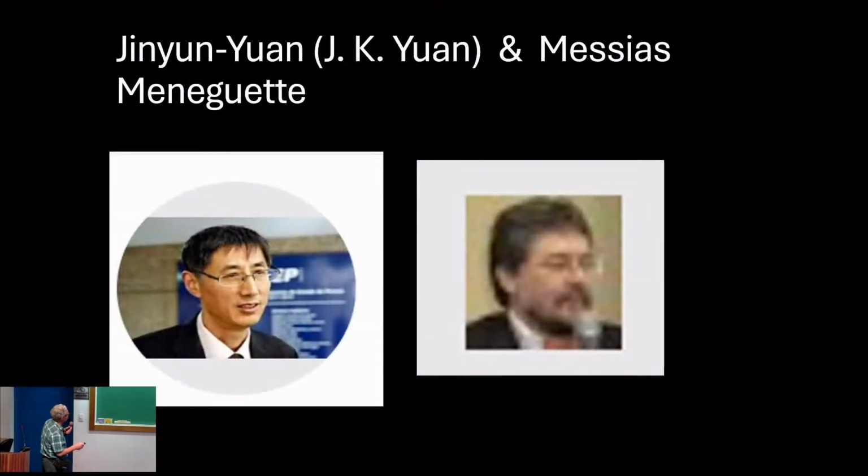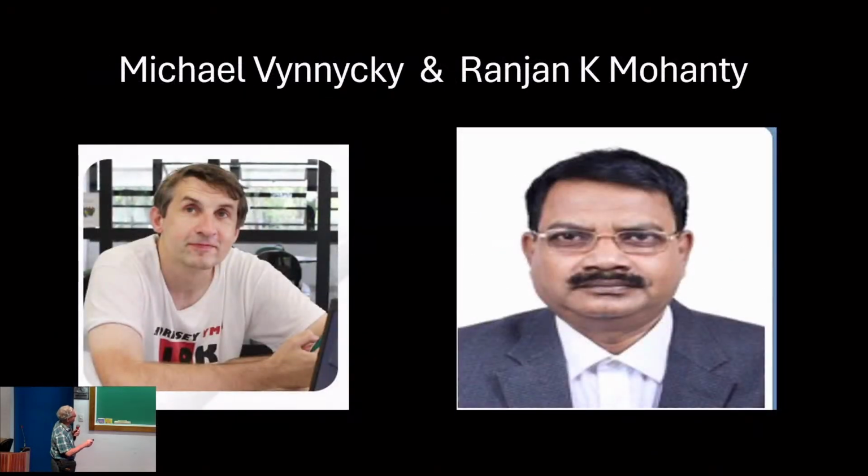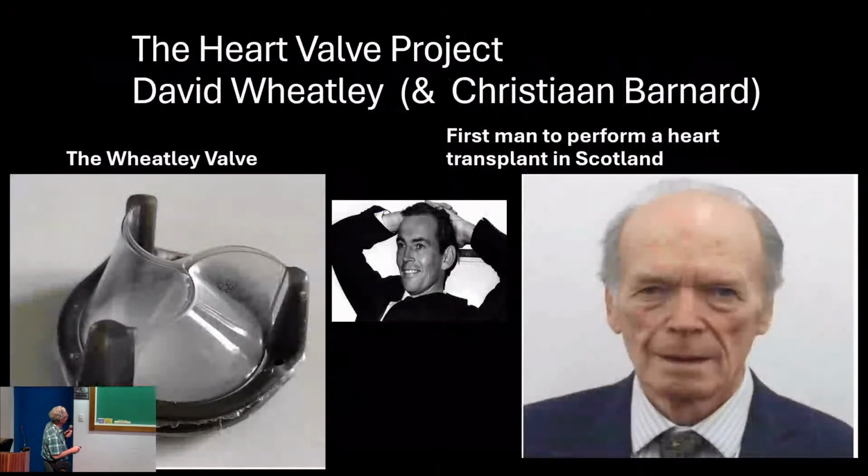More papers, and then more authors. There's Macias on the right and Juan on the left. But all joint publications with these guys. So more papers, and then more collaborators. Michael, of course, and Mohanty, Ranjan Mohanty. I was out in India about 7 years ago, and we've continued a little bit of collaboration. More papers. And now to the more recent stuff.